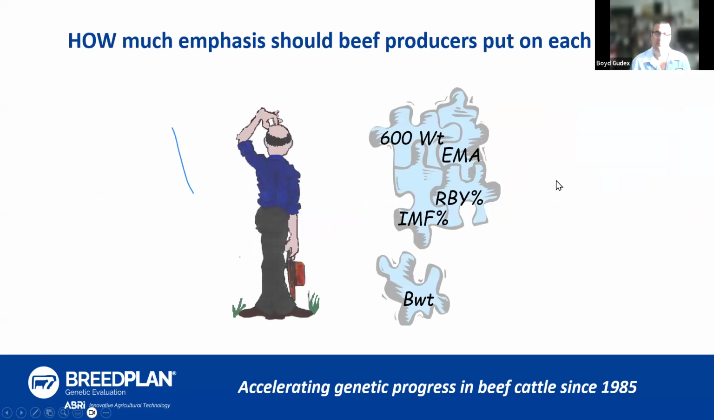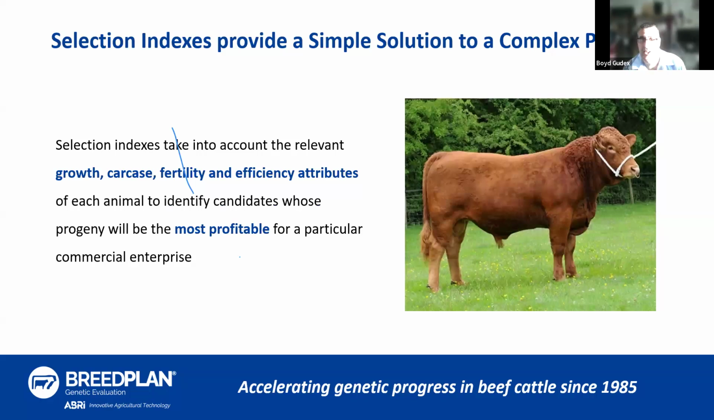So how much emphasis should beef producers put on each trait? It's an age-old question, and certainly it's going to be dependent on individual farms as well as your production system. But selection indexes do provide a reasonably simple guide to a complex problem, because they take into account all of the relevant traits, being growth, carcass, fertility, and efficiency, to identify animals that will have progeny that are most profitable for a particular commercial enterprise.